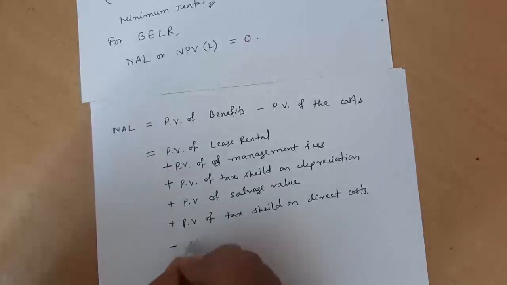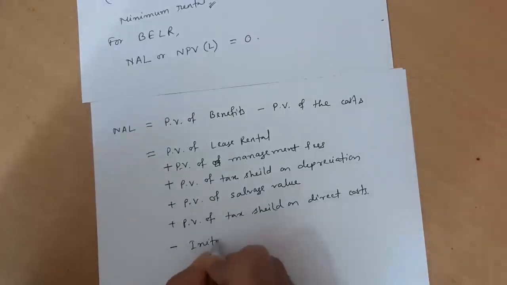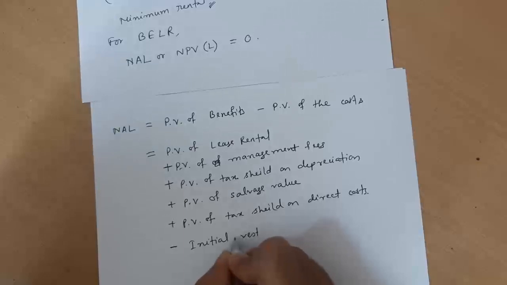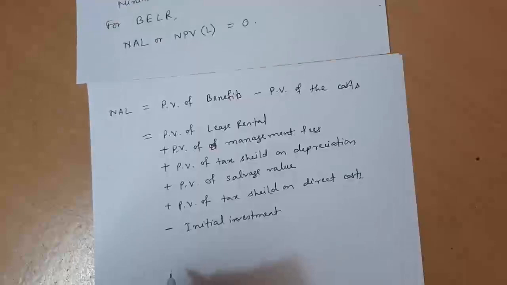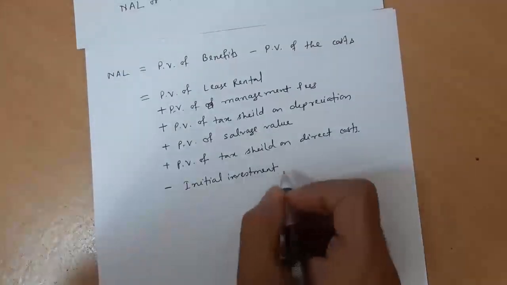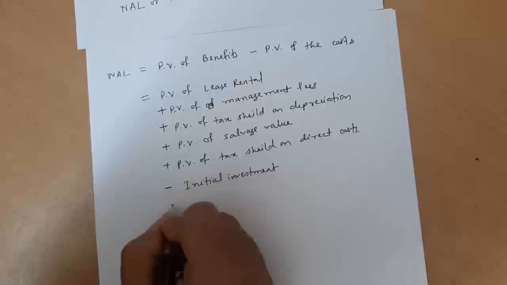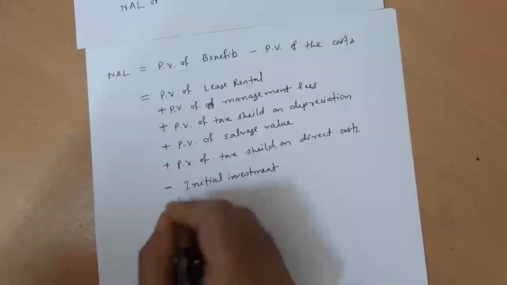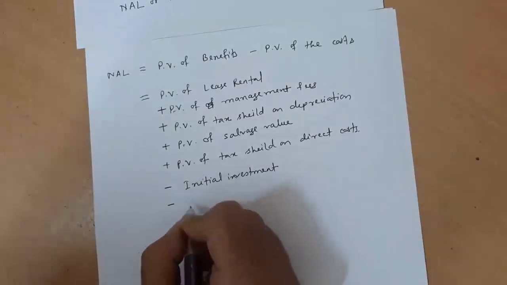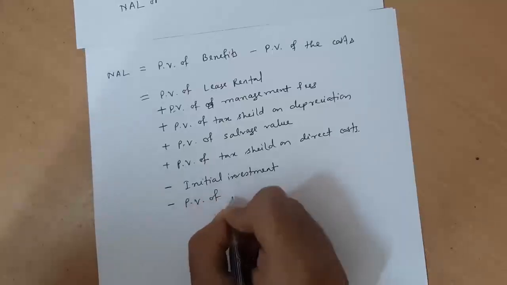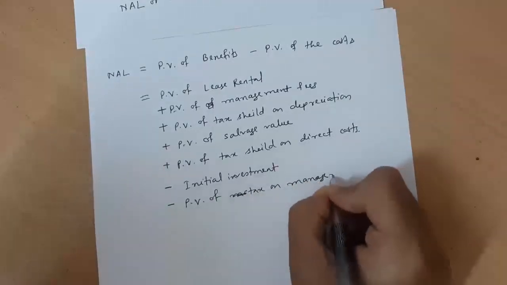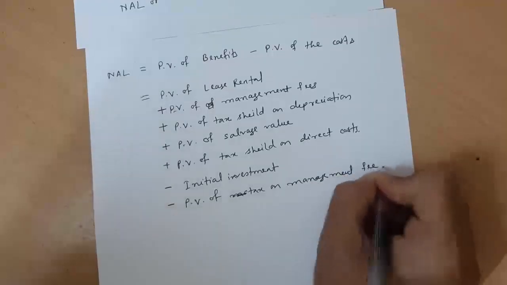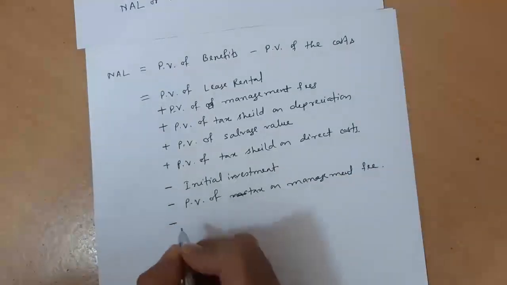So see, what are the costs? The first cost was the initial investment, that is the initial outlay or the cost of the asset, the first installment or first investment. Then the next cost was the present value of the tax on management fee. So all this we are taking from the cost-benefit table which we have made.